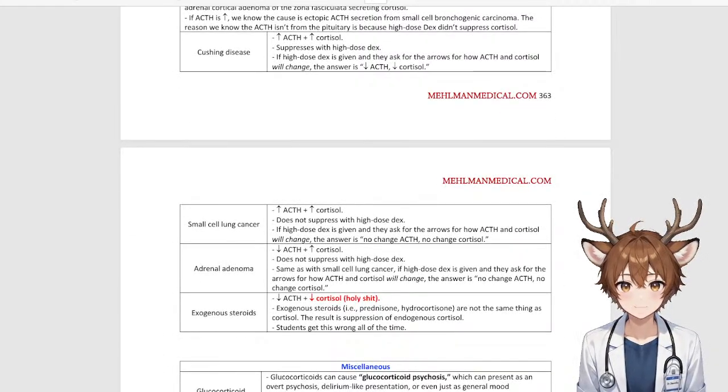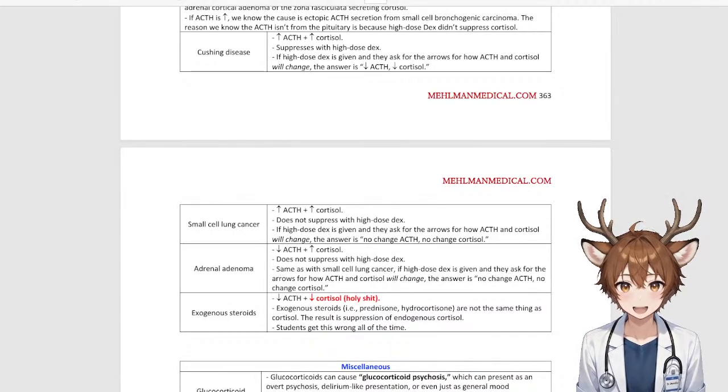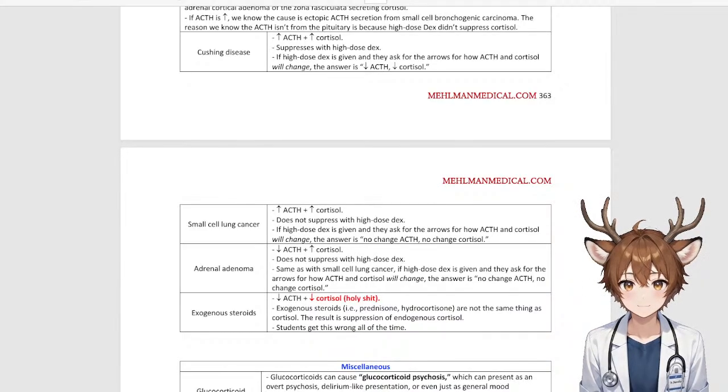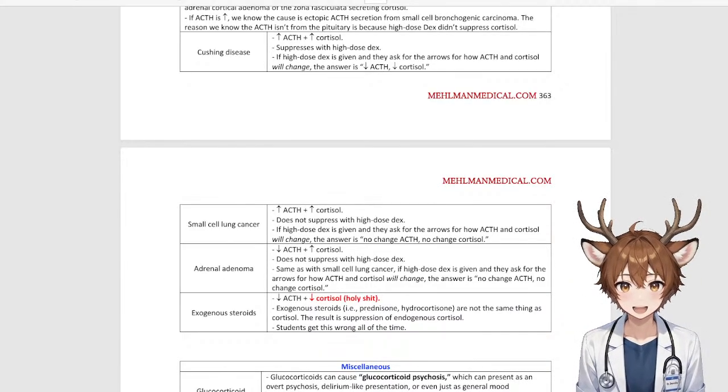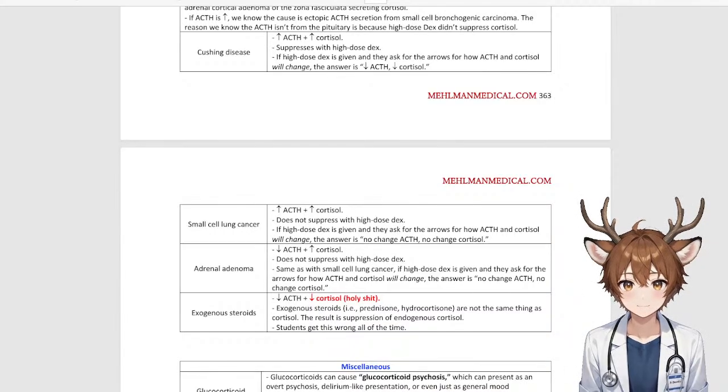Cushing disease, elevated ACTH plus elevated cortisol, suppresses with high dose dexamethasone. If the high dose dexamethasone is given and they ask for arrows for how the ACTH and cortisol will change, the answer is decrease ACTH and decrease cortisol.